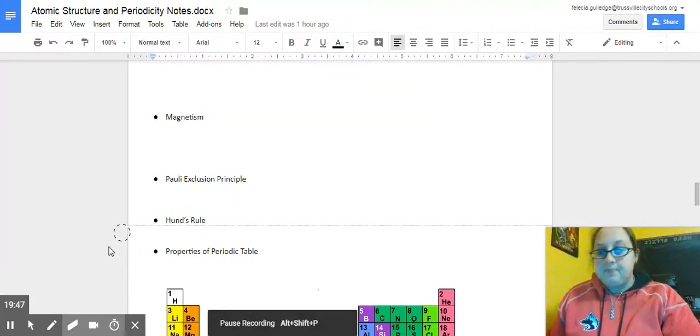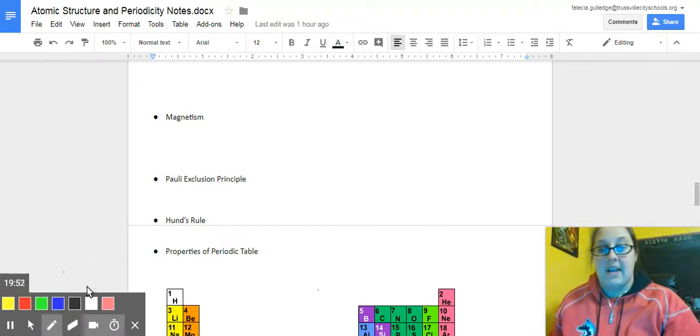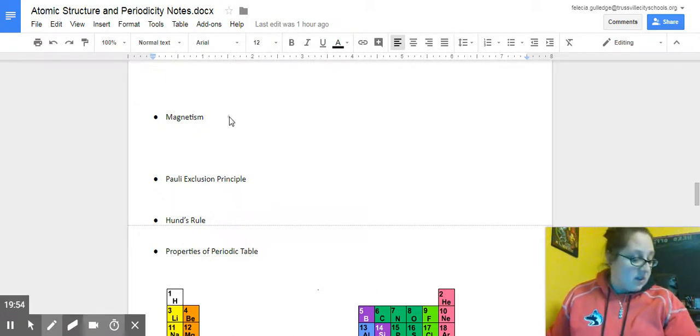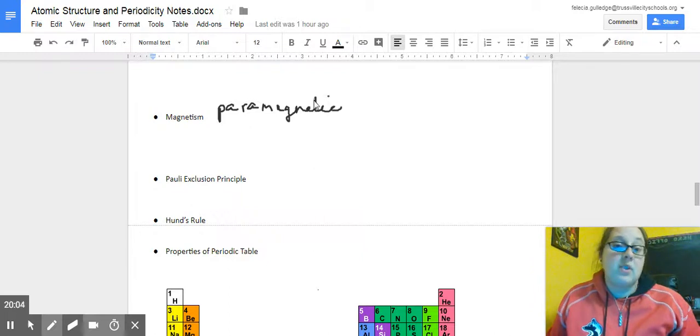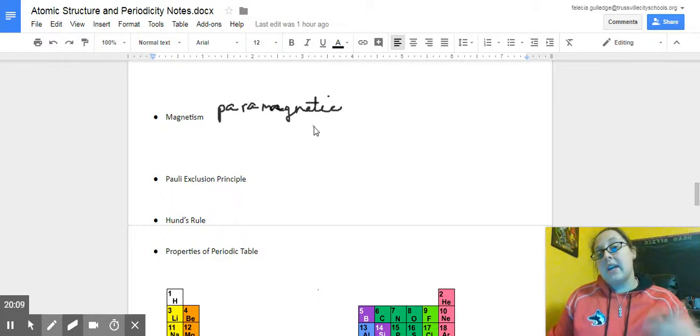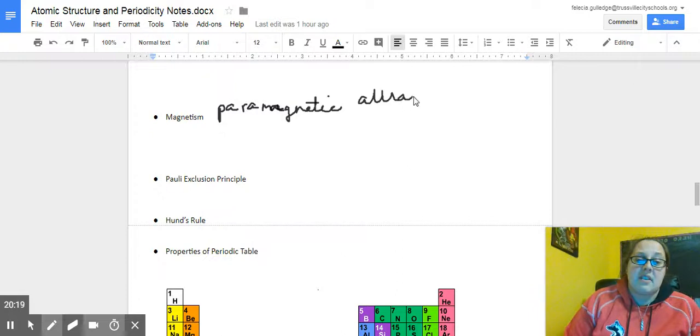So magnetism. You have some elements that can attract a magnetic field, okay? And those things that can attract a magnetic field, we call them paramagnetic. And so we don't necessarily need to know which ones do or which ones don't, but we need to understand why. And we could probably figure out which things could potentially attract a magnetic field or not. So paramagnetic means that it does attract a magnetic field.